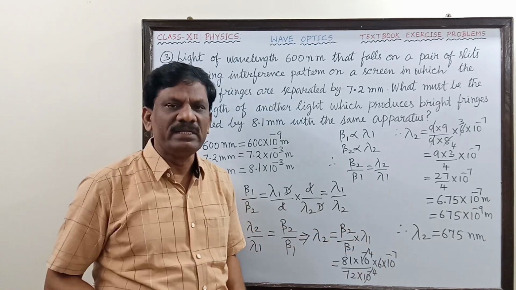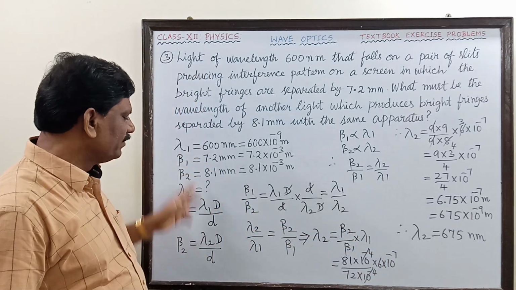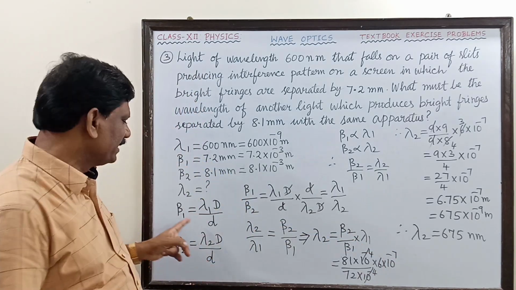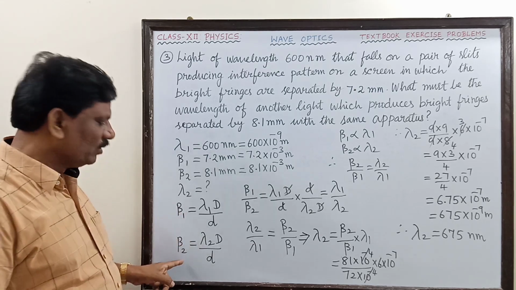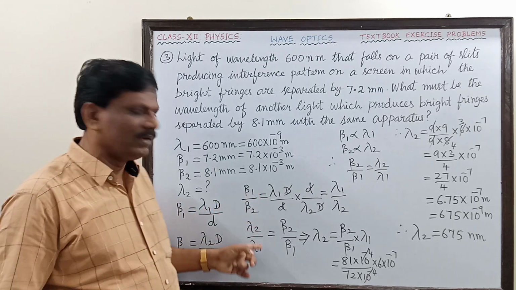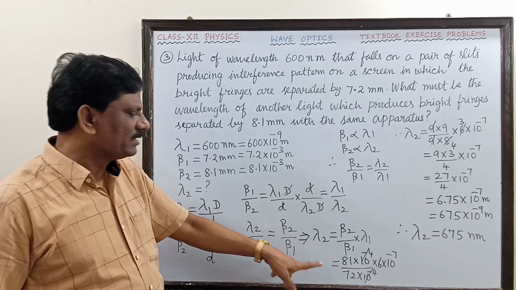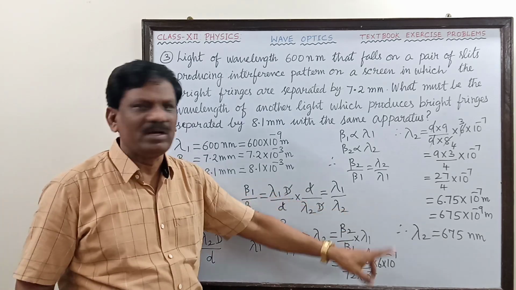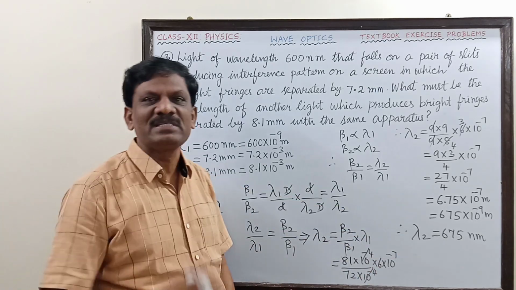So I am reminding you, my dear students, for the Tamil Nadu State Board examination, you go by this formula method. Write the expression for beta 1 and beta 2 separately. Then you divide beta 1 by beta 2 and get an expression for lambda 2 in terms of lambda 1 and solve the problem. I hope you must have understood well. Fine.